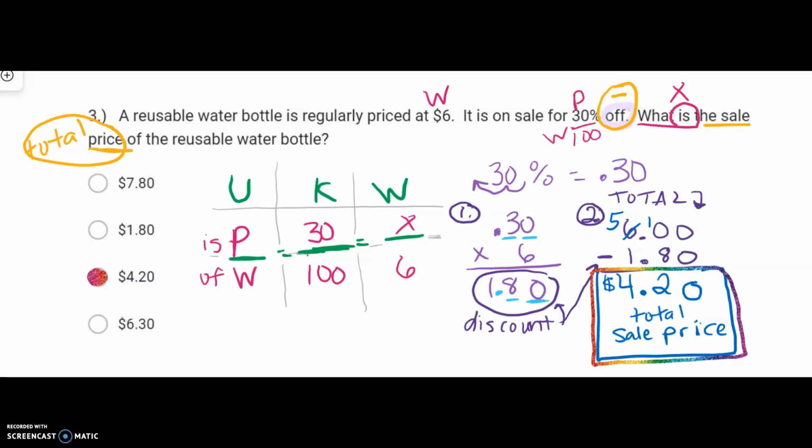Okay, so we're looking for the part that's the discount. We're looking for that discount part first, and then that will help us get the total. So over to the right where you see the number 1 with the circle around it, that's our first step.